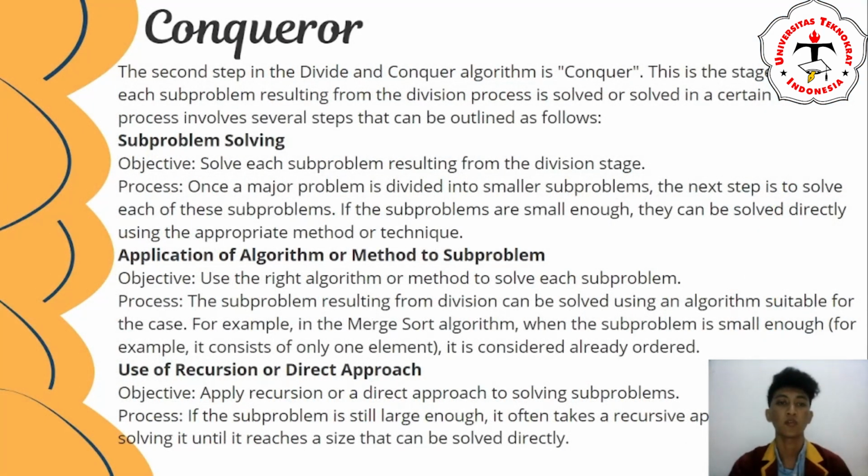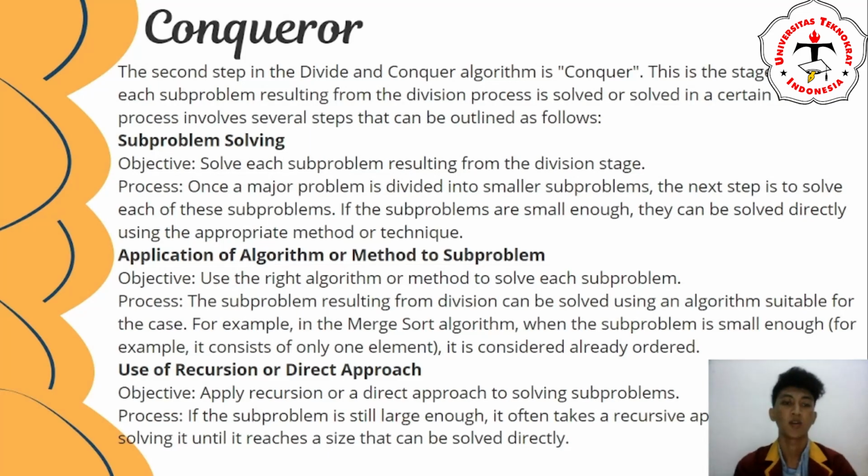2. Conquer. The second step in the divide and conquer algorithm is conquer. This is the stage at which each subproblem resulting from the division process is solved in a certain way. This process involves several steps that can be outlined as follows. First, subproblem solving. Objective: solve each subproblem resulting from the division stage.